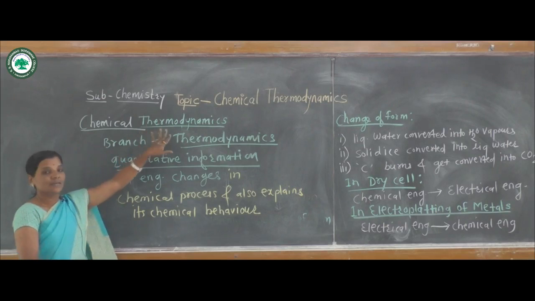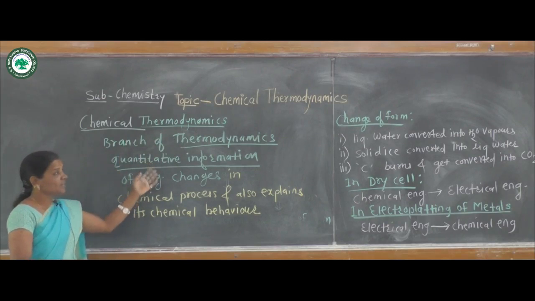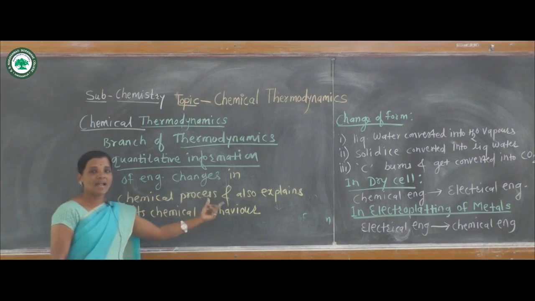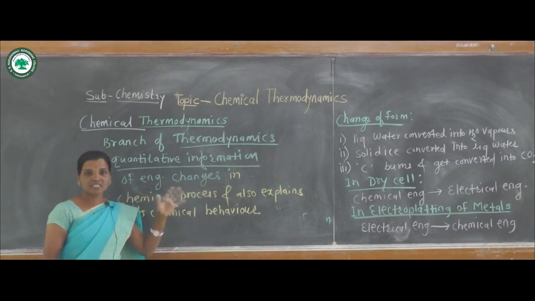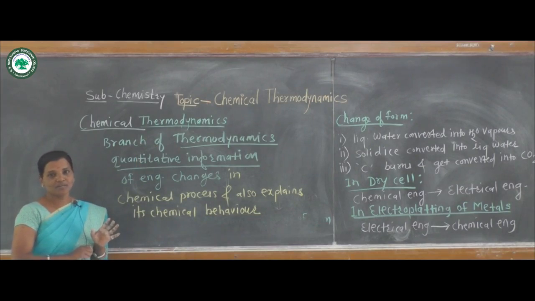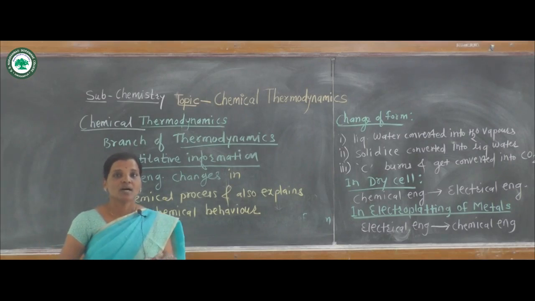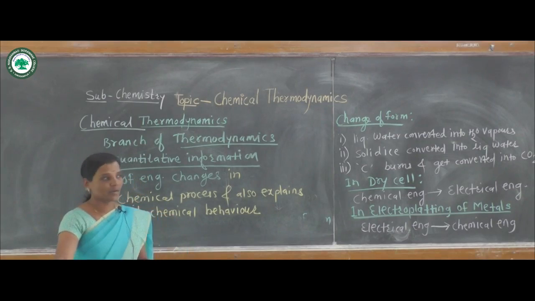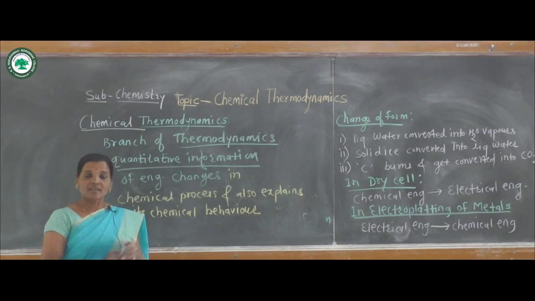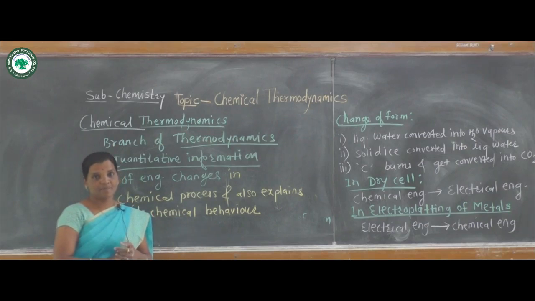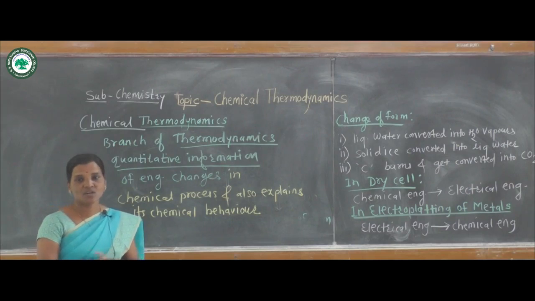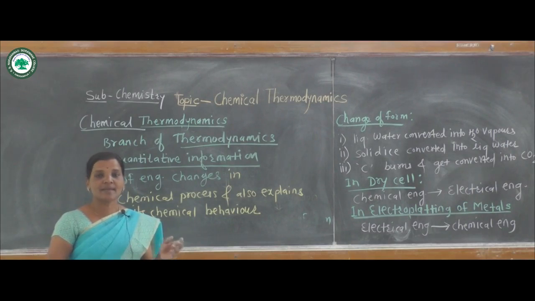Let us see here. Chemical thermodynamics, it is the branch of thermodynamics which gives quantitative information about energy changes in chemical process and also explains whatever chemical behavior is there in that system. But here one thing is very important. Chemical thermodynamics does not give idea about rate of chemical reaction, and also chemical thermodynamics can't explain the mechanism involved in chemical process. These two things are important: it does not give idea about rate of the reaction, and does not explain detailed mechanism of the reaction.